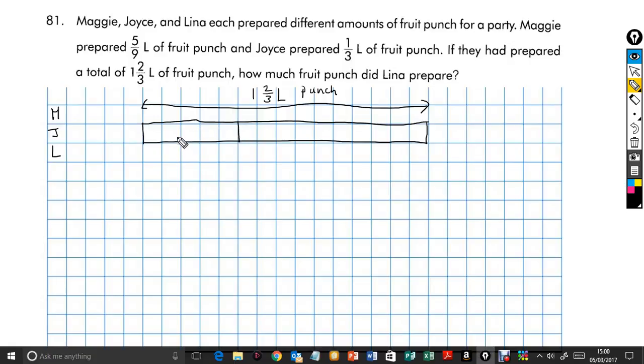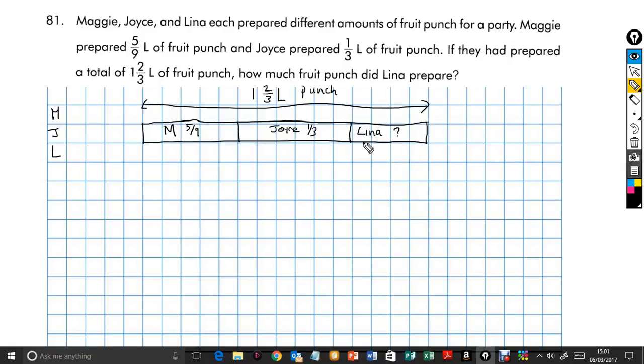I'm going to mark off some of this block, and that's going to be Maggie. I can just label this with an M. All right, that's Maggie, and we know that she made 5/9. Then I'm going to split off another part of this, and this is going to be Joyce, and she prepared 1/3, and then this must be the amount that Lina prepared. And that's our question mark.